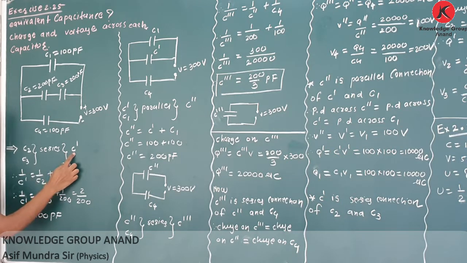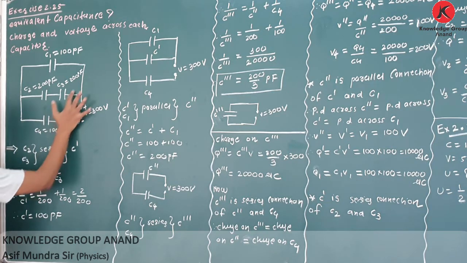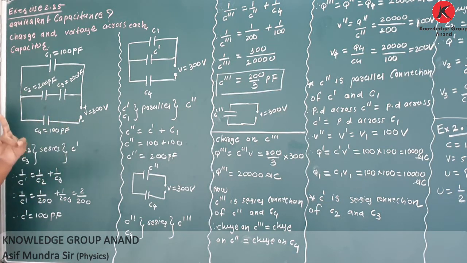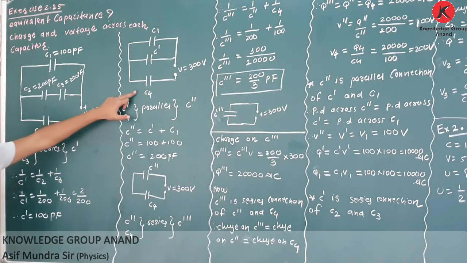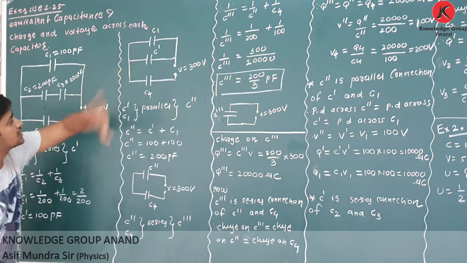Let their equivalent be C dash. So 1 upon C dash is equal to 1 upon C2 plus 1 upon C3. 1 upon C dash is equal to 1 upon 200 plus 1 upon 200. It is 2 upon 200. So C dash is equal to 100 picofarad. So the equivalent of these 2 series capacitors is C dash, equal to 100 picofarad. Now draw the figure. Replace these 2 capacitors by only one capacitor, that is C dash, like this. C4 as it is, C1 as it is, battery as it is. These 2 capacitors are replaced by C dash.